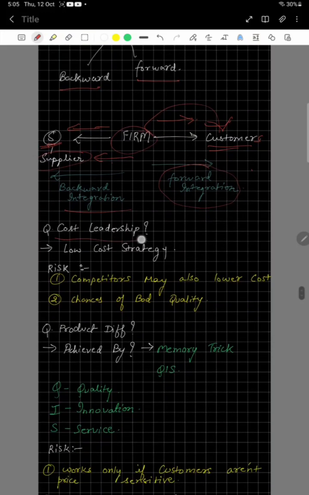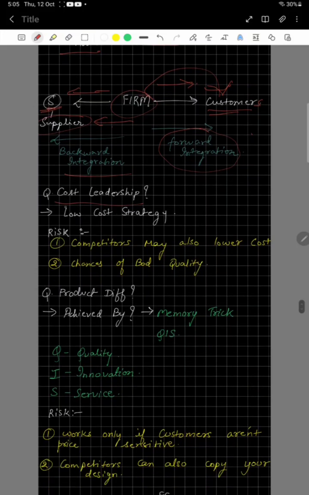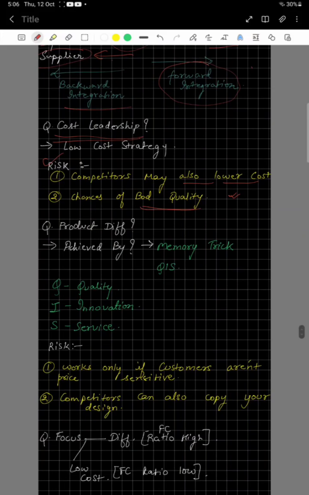Now when there is cost leadership, when do we apply it? When we have to keep a low cost strategy, we follow low costing. In this only two risks are there. One is that the competitors may also lower their cost, then our uniqueness will go away, that only we provided lower cost. The second risk is that due to lowering of cost, bad quality chances are there. In order to reduce our cost, they are using cheap materials, so chances of bad quality may be there.